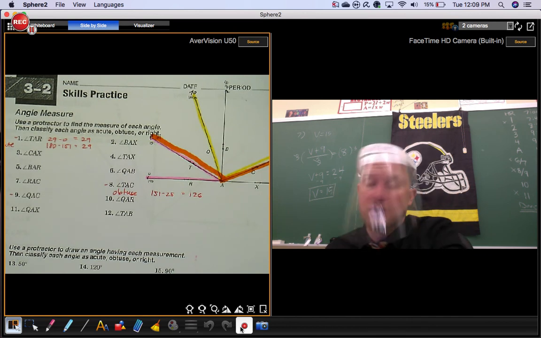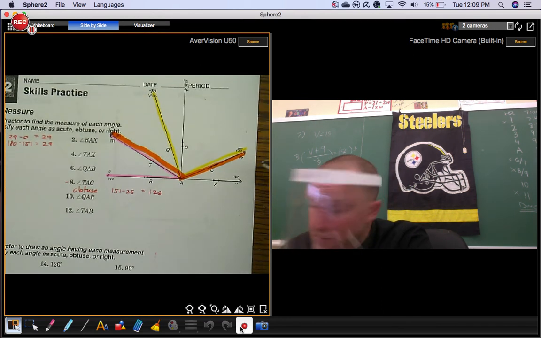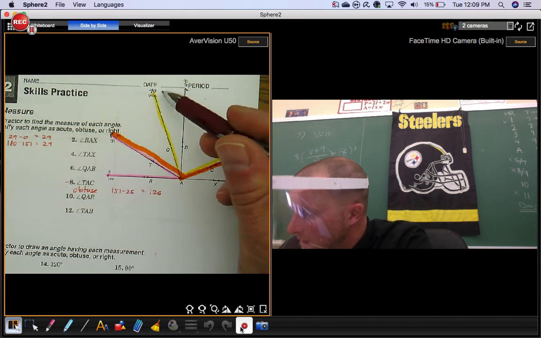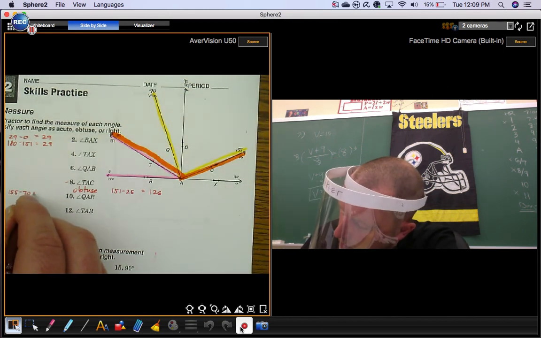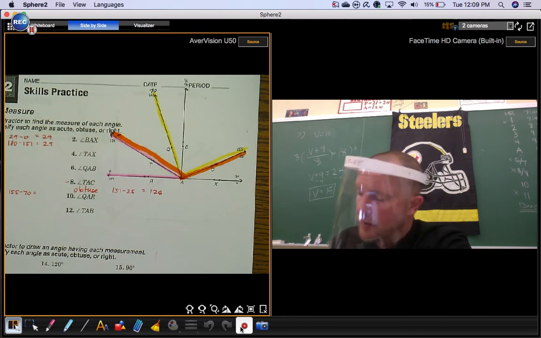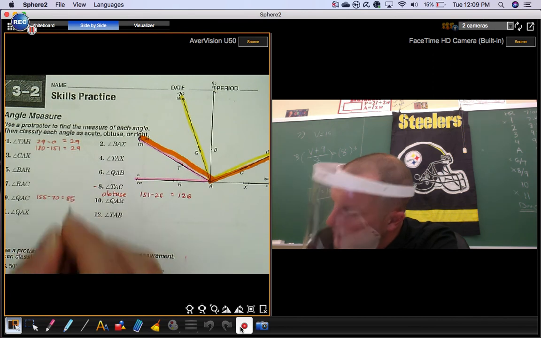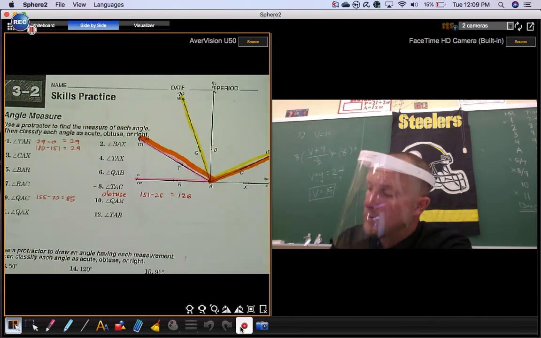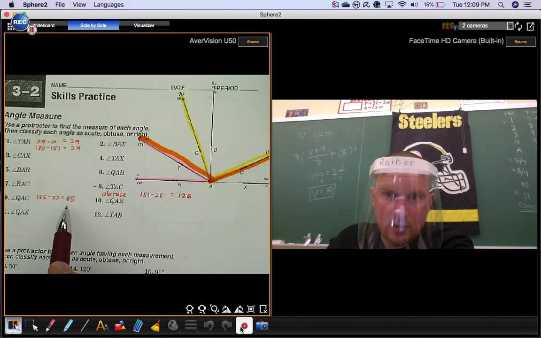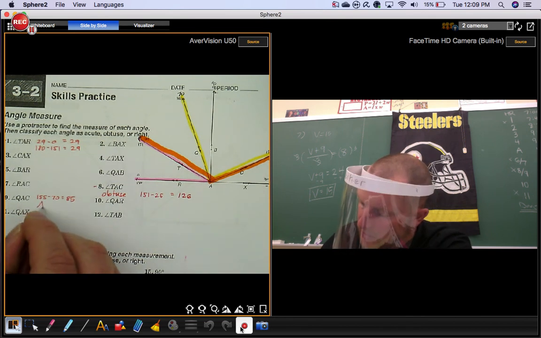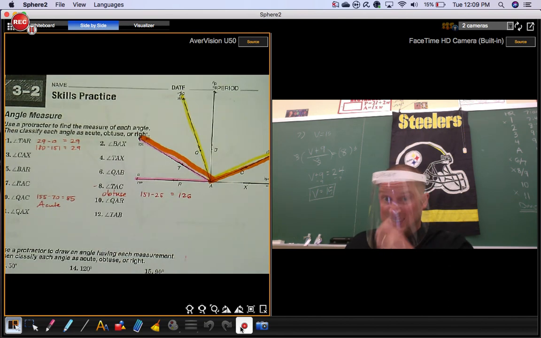Let's actually calculate the measure first. I'm going to use both top numbers this time. 155 minus 70. 155 minus 70 gives you 85. Remember how we said it looked like a right angle? Well, that's really close to a right angle, isn't it? Does that kind of make sense? It's definitely acute, though, because it's less than 90.